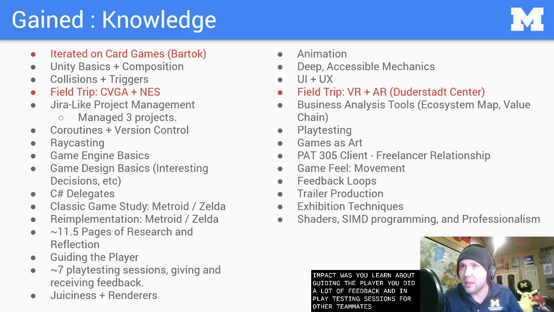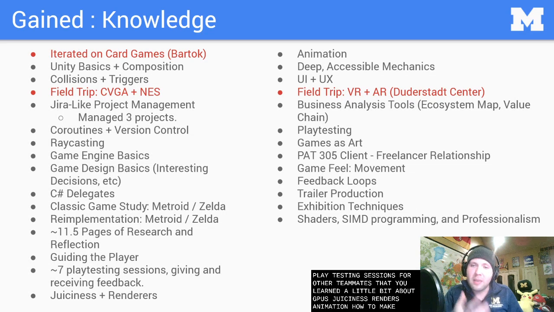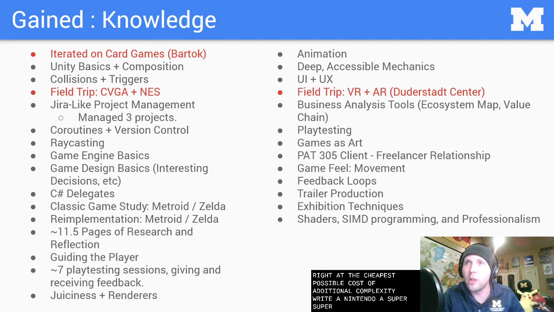You learned a little bit about GPUs, juiciness, renders, animation, how to make mechanics deep, or at least what deep, accessible mechanics are, right? Adding complexity to a game isn't really what you want. You want to add depth, right? At the cheapest possible cost of additional complexity, right? And Nintendo is super, super well known for doing that, and other studios are as well.